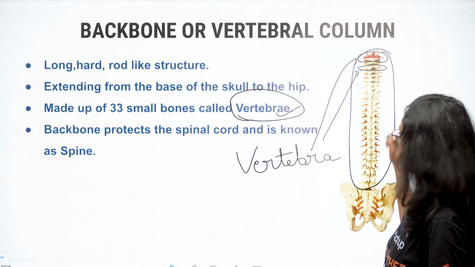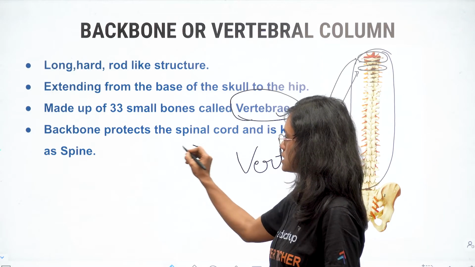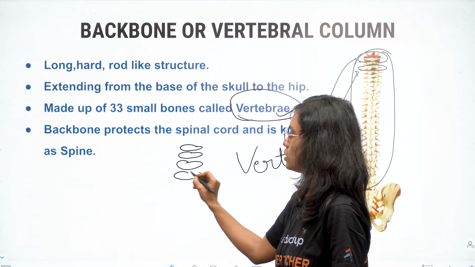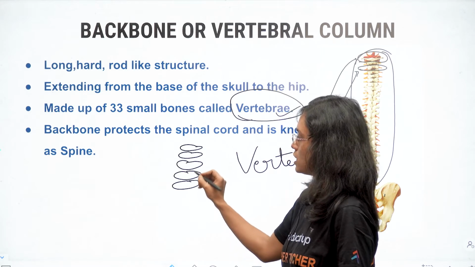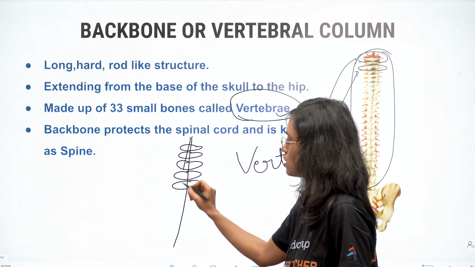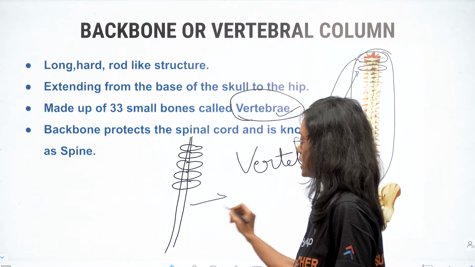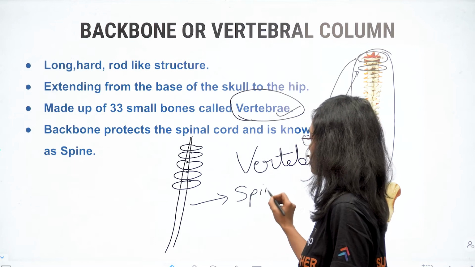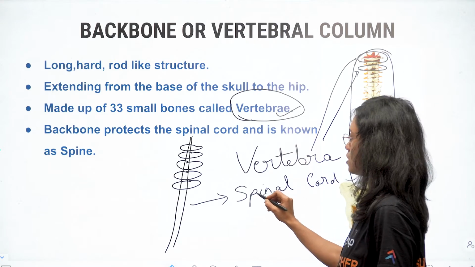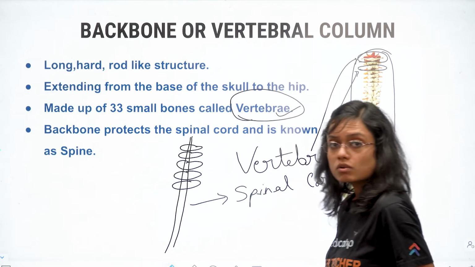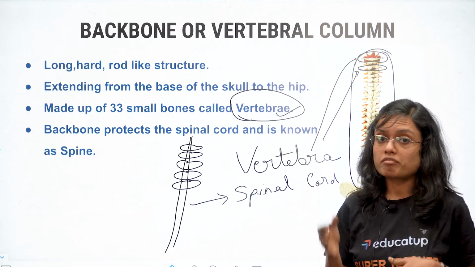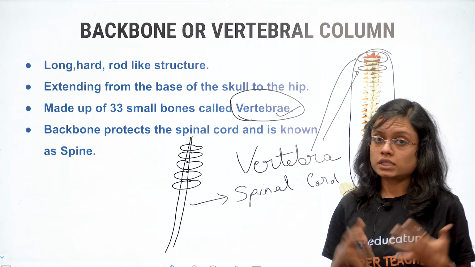Now, what happens? The vertebrae are like this. Okay. And there's a hole in between. So, from in between, spinal cord passes. This is your spinal cord, and spinal cord is a very delicate and very essential and important organ, children. The functioning of brain with the rest of the body is coordinated with spinal cord.